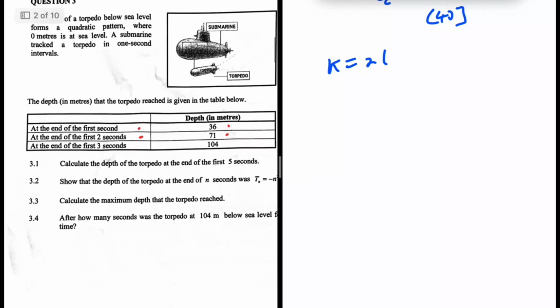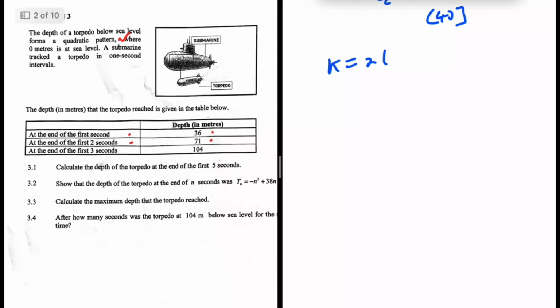So after 1 second, 36 meters. The first 2 seconds, 71 meters. The first 3 seconds, 104. Okay, so we know that this forms a quadratic pattern. The first question, 3.1, calculate the depth of the object at the end of the first 5 seconds. Okay, right, let's see. So at the end of the first second, it is 36 meters deep, then 71, and then 104. We are told that it is quadratic.